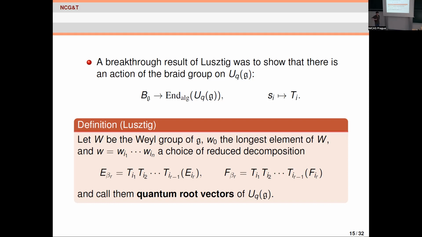And it sends every generator of, sorry, that should be a sigma because we're in the braid group, not an s. It sends every element of the braid group to one of these linear operators on an algebra, sorry, on U_q(g) that we denote by T_i. So then with this, you take the Weyl group of g. Here, actually, I said we were going to look at the A series from now on, but I have actually just kept this in the general setting.